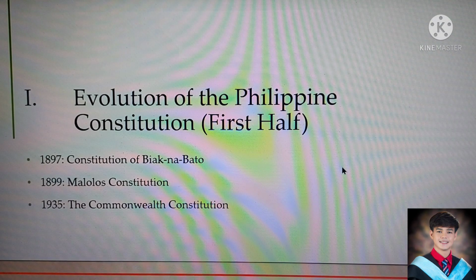So, yun lang guys. So, have a good day to all. Sana ay may naintindihan, and I hope na mapakinggan nyo to para may dagdag din kaalaman sa ating isipan patungkol sa ano ba yung nangyari or ano ba yung pinagdaanan ng Constitution ng Pilipinas sa iba't ibang constitution na umusbong sa ating bansa.